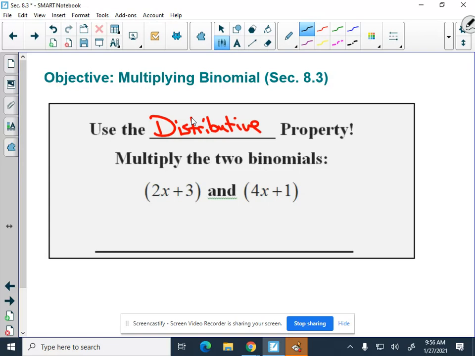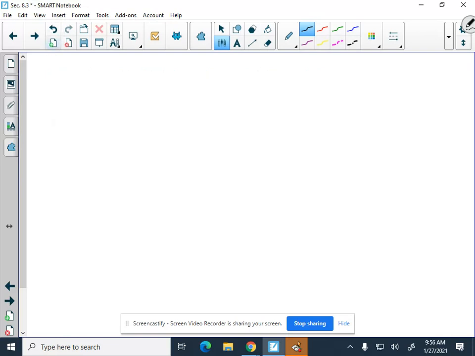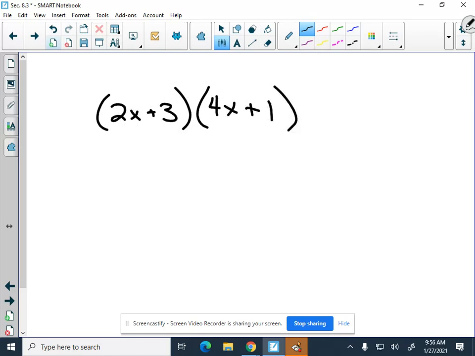So I'm going to do it on another page here. 2x plus 3 times 4x plus 1. Again, they're binomials because each of them has two terms. You see two terms in the first one, two terms in the second. Now, the way you do it is you focus on one term at a time and multiply it by the other. So I'm going to focus on the 2x. I'm going to act as if the 3 right now isn't there. I'm just going to be looking at the 2x.